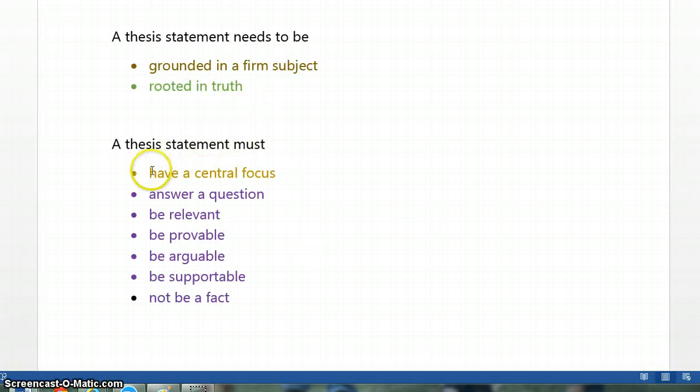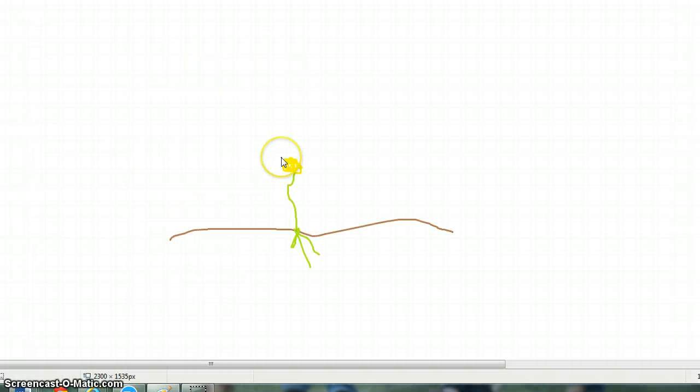The thesis statement must have a central focus, and then it must do at least 6 things. There are others, but we'll focus on 6. A thesis statement must answer a question, be relevant, be provable, be arguable, be supportable, and not be a fact. So we come back to our grounded and rooted thesis statement with this central focus.